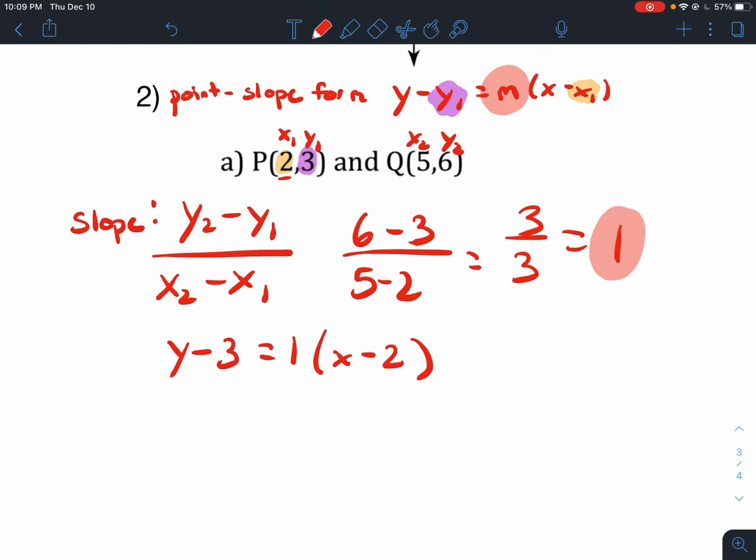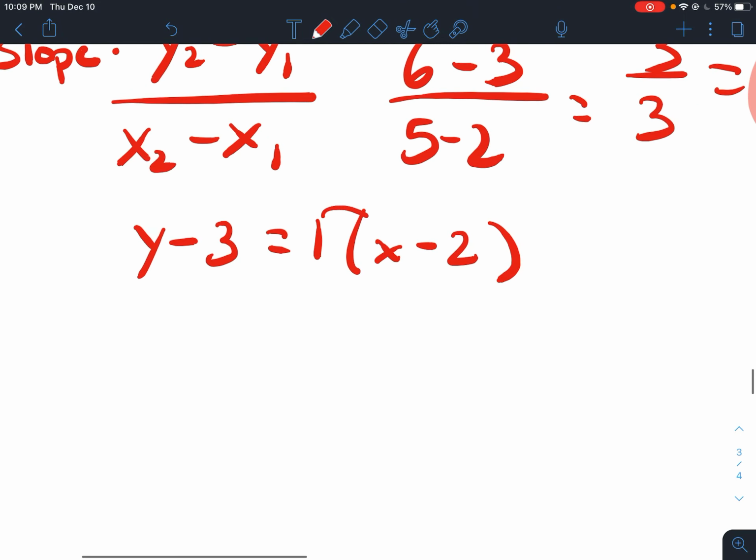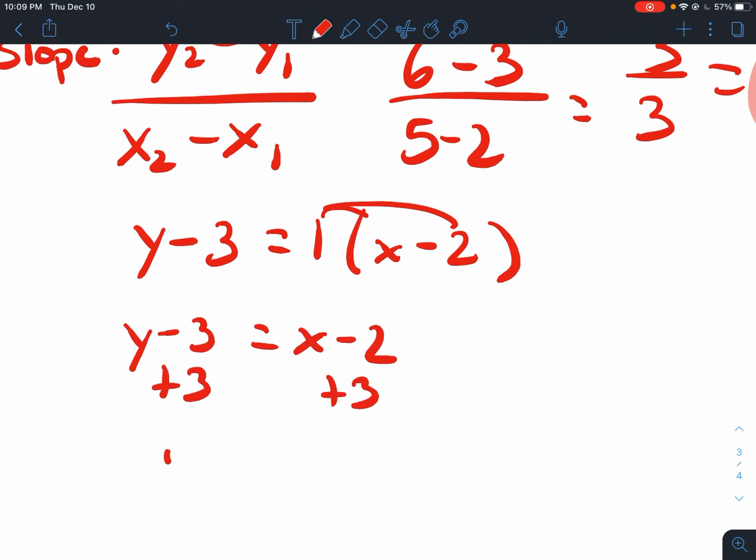So let's go ahead and get this in y equals mx plus b form. We can distribute this 1. We get x minus 2, bring our 3 over, and we get y equals x plus 1.